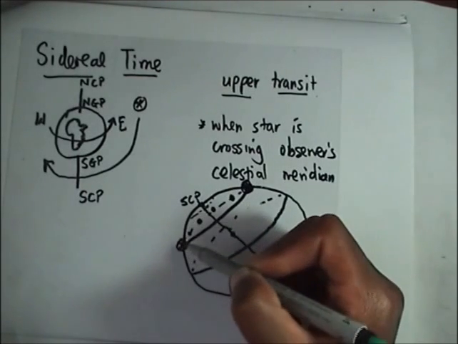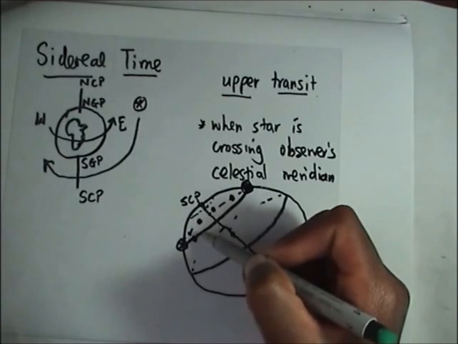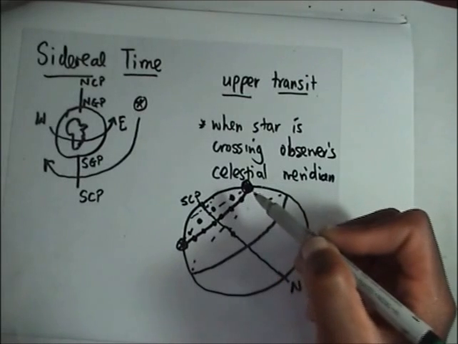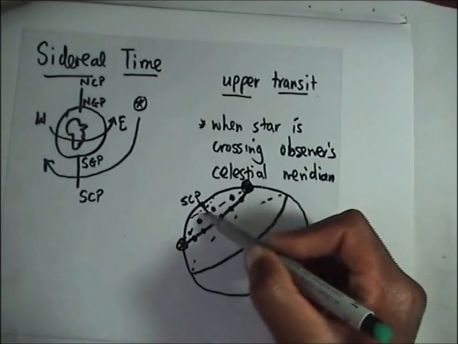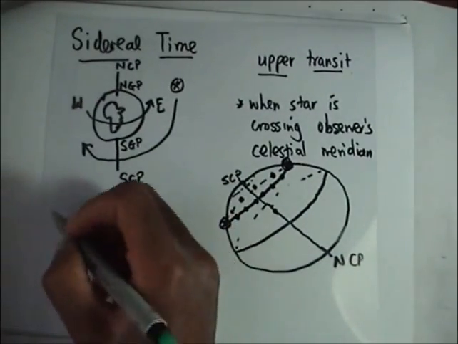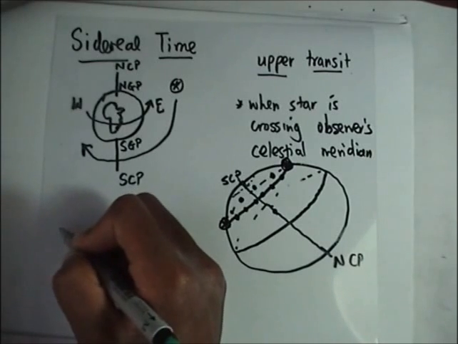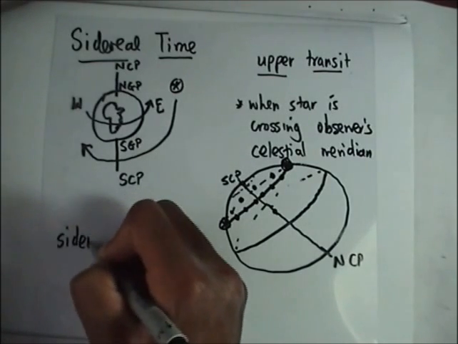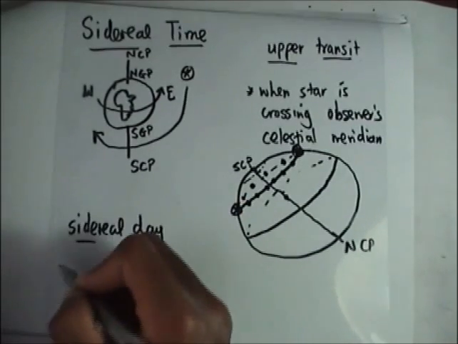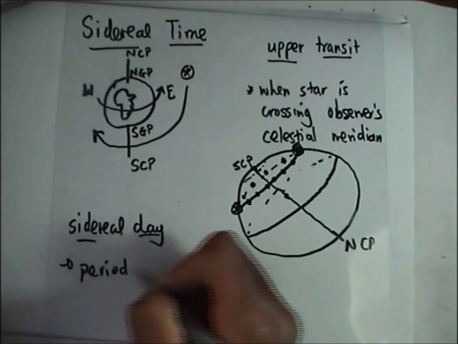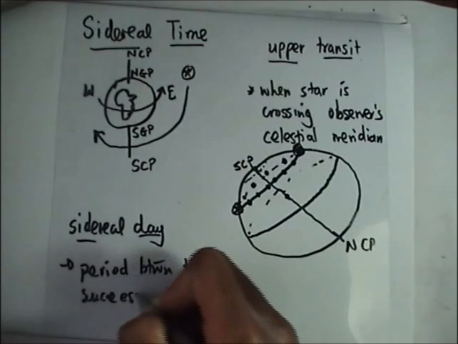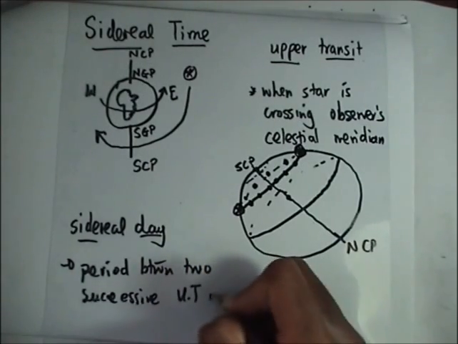This is upper transit, this one is lower transit. It reaches lower transit, the Earth keeps rotating, then the star keeps moving along its path like that, and then it comes back to upper transit. So it was at upper transit, the Earth rotated, and then it went back to upper transit. So that period between two successive upper transits is called the sidereal day. Sidereal day. So this is the period between two successive upper transits of a star.